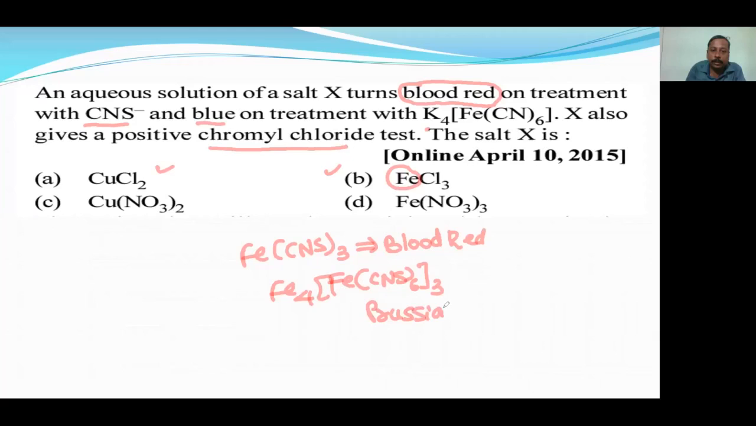Prussian blue color. So this is the blue color formula, and this is the blood red color formula, and chlorine is present, therefore FeCl3 will be the answer. Copper chloride satisfies only one condition, but copper will not satisfy the other condition.